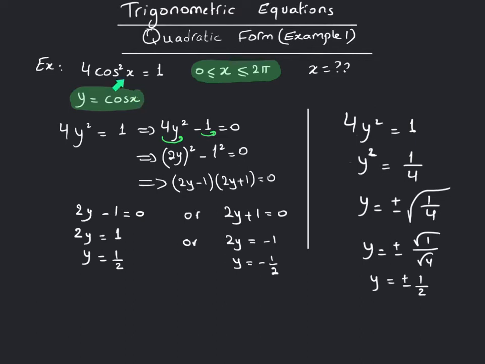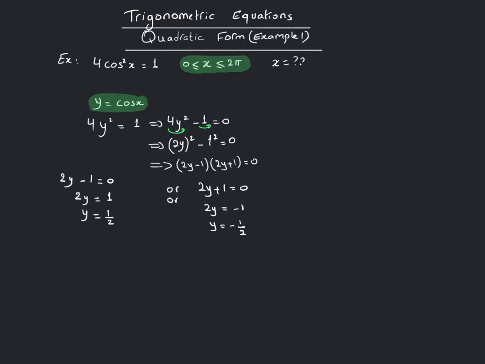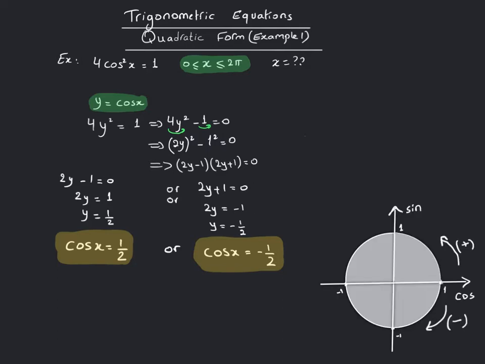Our question is about finding x. So we already found y. y is cosine x. So cosine x equals half or cosine x equals negative half. Now, which angle has its cosine half? Either we can use the trigonometric circle in order to find this angle, or we can check the table. So here is the trigonometric circle.